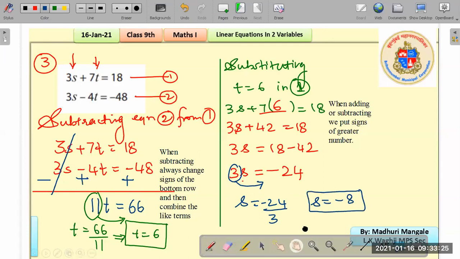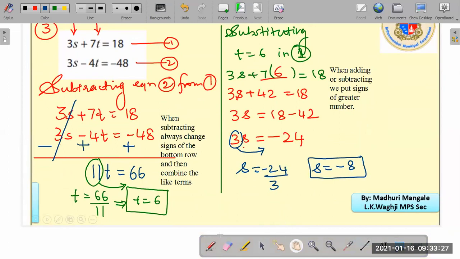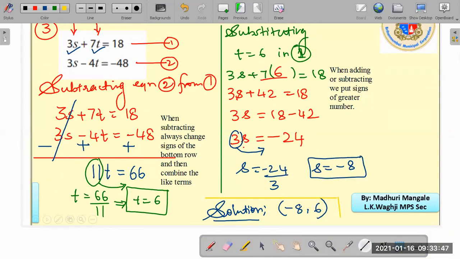And what is the solution? How do we write the solution? So the solution will be of the form s comma t, because if you look at the question, first s is there, then t is there. So it is s comma t format. S is negative 8 and t is 6. So that is the solution. Negative 8 comma 6.